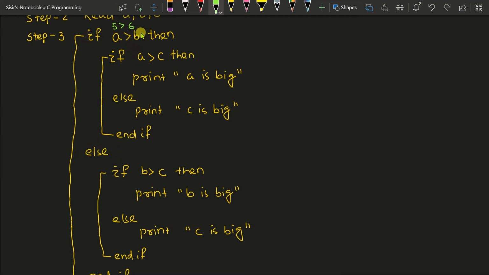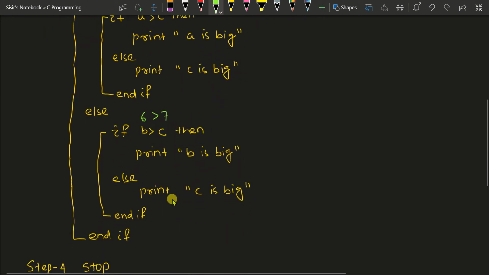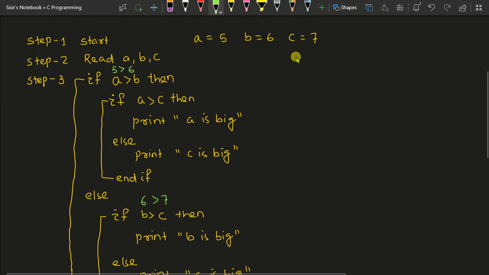So A is greater than B, condition false. So I will come here. B is greater than C. So B is 6 greater than 7. True or false? This is also false. So if it is false, then it will print C is big. Whose else part? This if's else part. C is big. So for this case, the answer will be C is big. And obviously among 5, 6, 7, C is bigger. That means our algorithm correctly solves the problem.